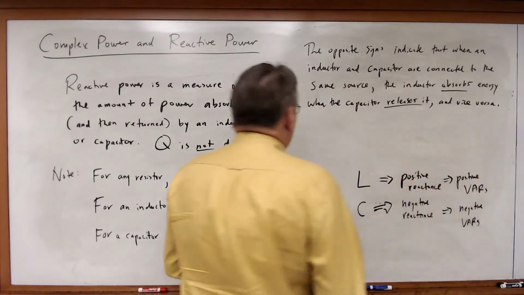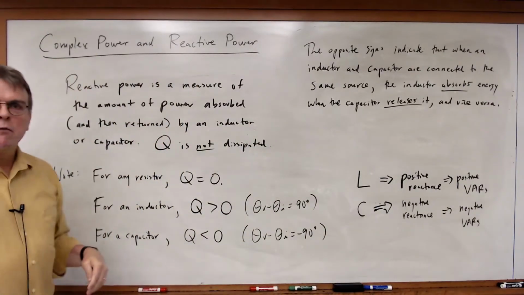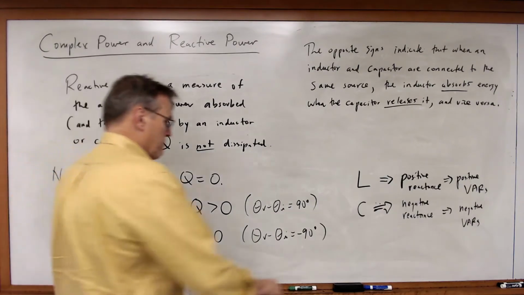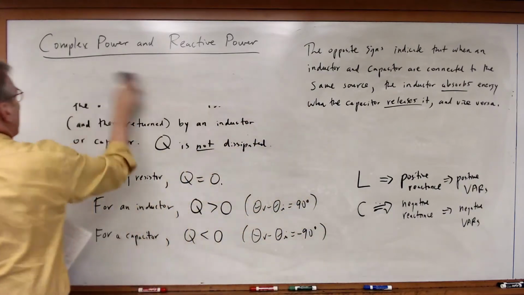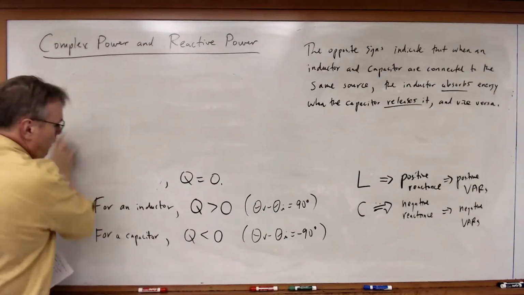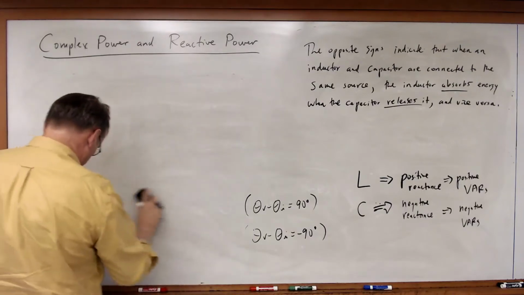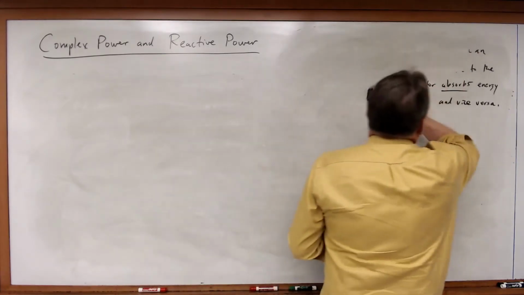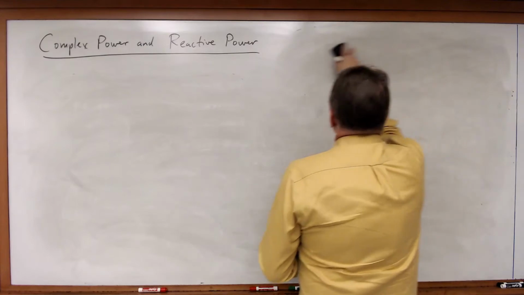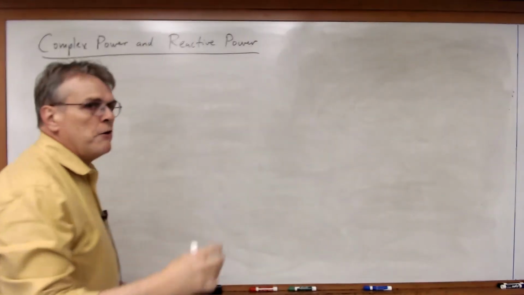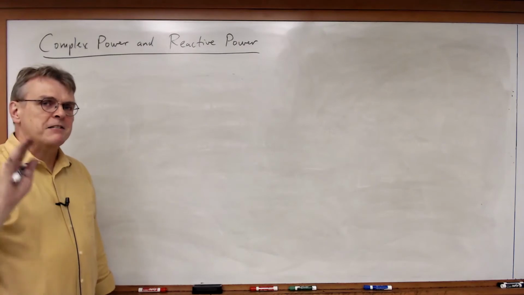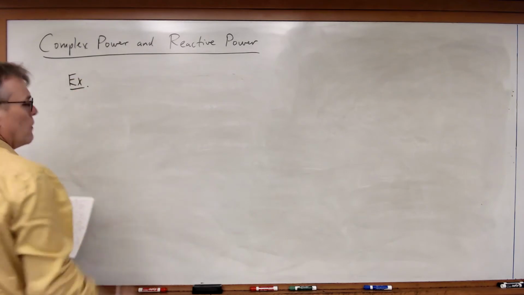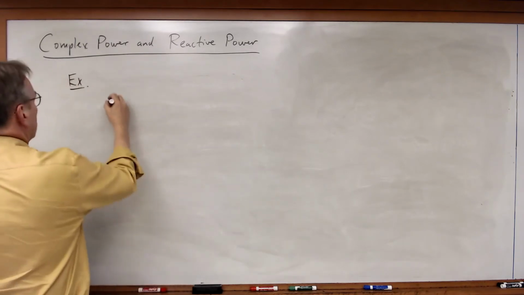Now that we've looked at the definition for complex power, let's apply it to a problem. Let's see how it works. And here's where you see the real value in the complex power equation, because it makes things very, very simple. I'm going to use the same example that we did previously, this particular circuit.